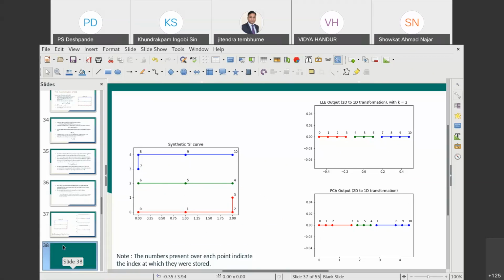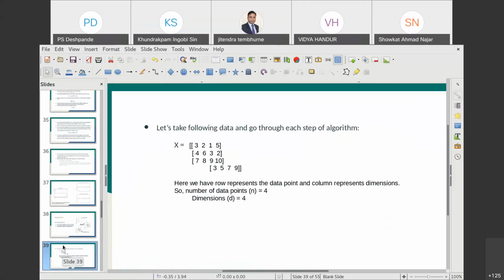So just see the calculations, how it is done. This is an example: a 4-dimensional data with 4 points, and we'll fix the number of neighbors to 2. So that is the first step.